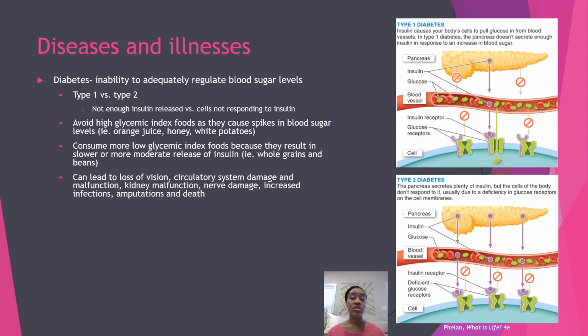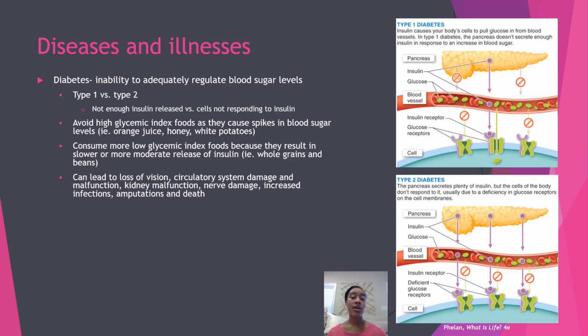One of the major diseases that's present in the United States and in pretty much all the industrialized countries, and is becoming more and more prevalent, is diabetes. And diabetes is the inability to adequately regulate one's blood sugar levels. There are two forms of diabetes, type 1 and type 2. In type 1, your body is not producing enough insulin. This is often seen in children. It's a genetic disposition that you really can't control.